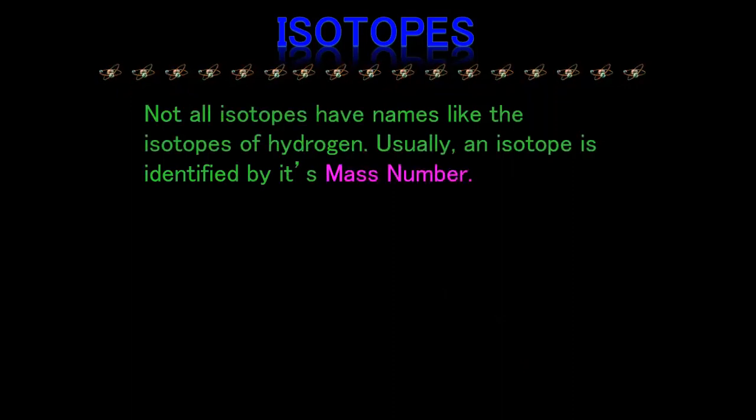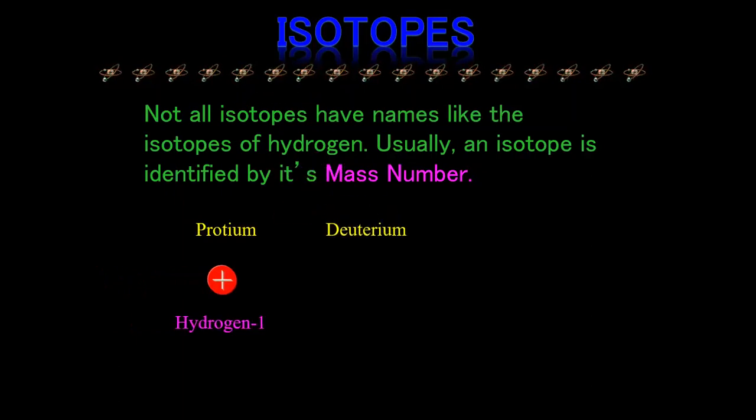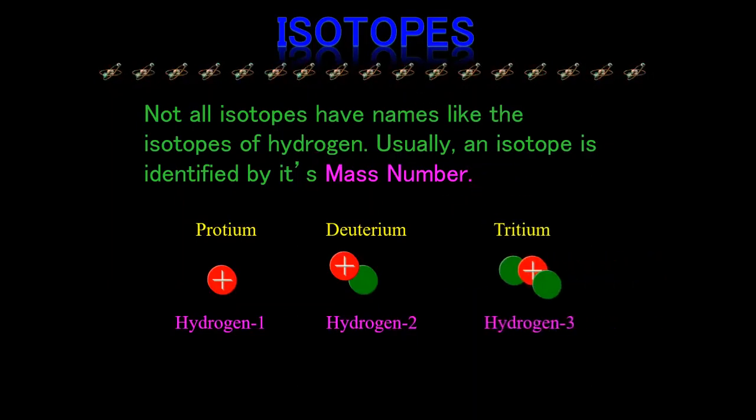These numbers represent the total number of protons and neutrons in the nucleus of the atom. Protium is also hydrogen 1. Deuterium is also known as hydrogen 2. And then tritium is also known as hydrogen 3.